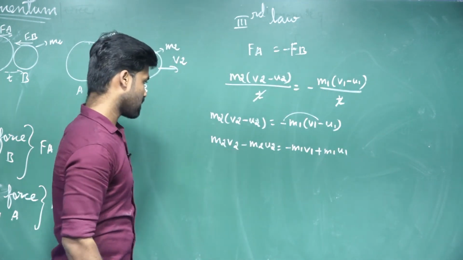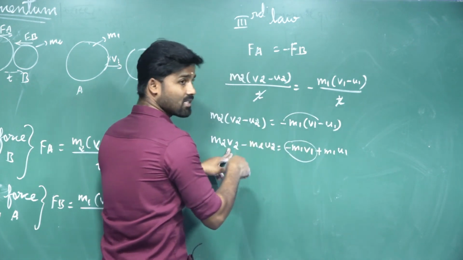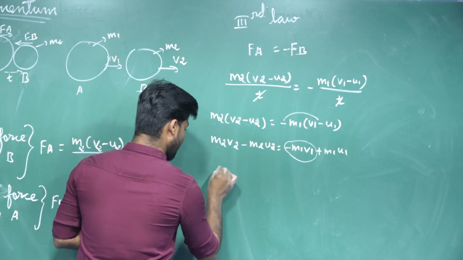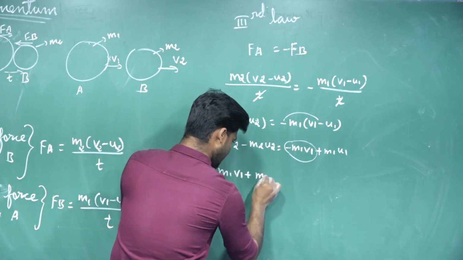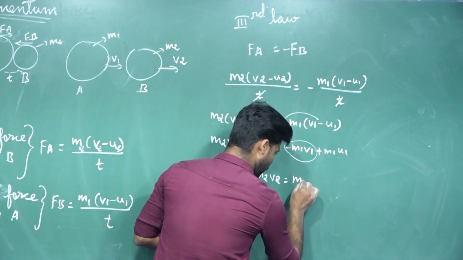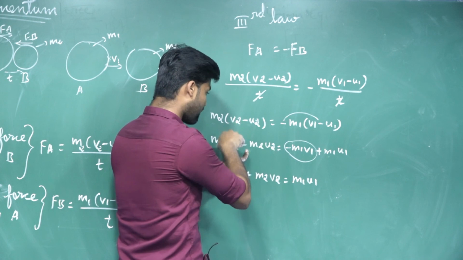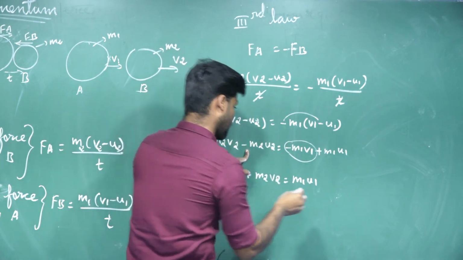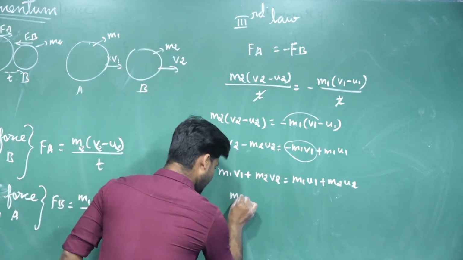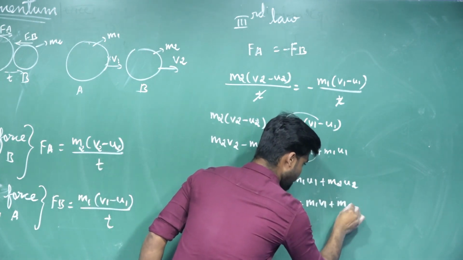Now we should arrange these values. Here M2 V2 is there, and minus M1 V1 is there. When this minus M1 V1 moves from the right-hand side to the left-hand side, its sign changes from minus to plus. So M1 V1 plus M2 V2 equals, on the right-hand side, M1 U1. Here minus M2 U2 is there; when it goes from the left-hand side to the right-hand side, it converts from minus to plus, so plus M2 U2 will come. Now arranging these values: M1 U1 plus M2 U2 equals M1 V1 plus M2 V2.